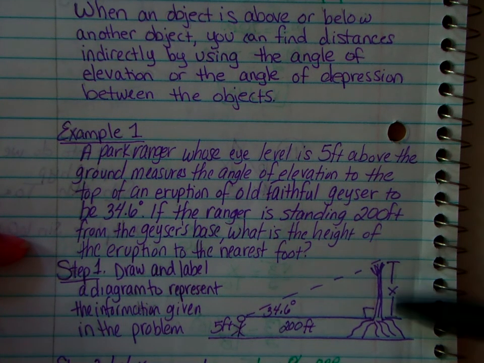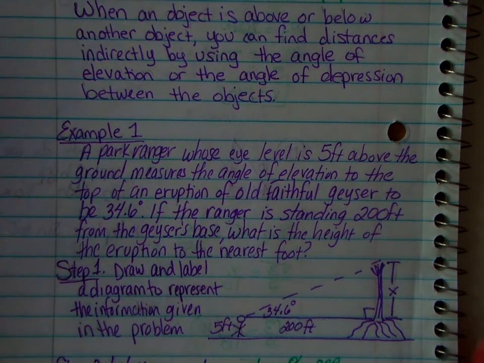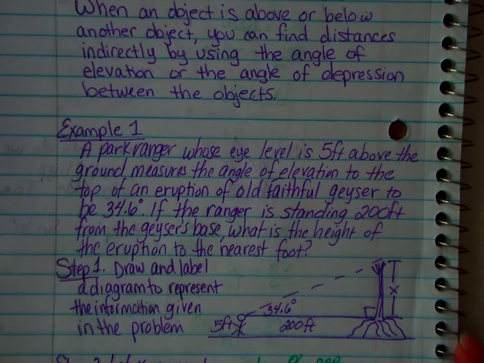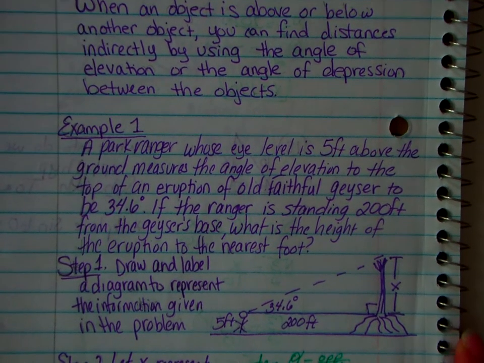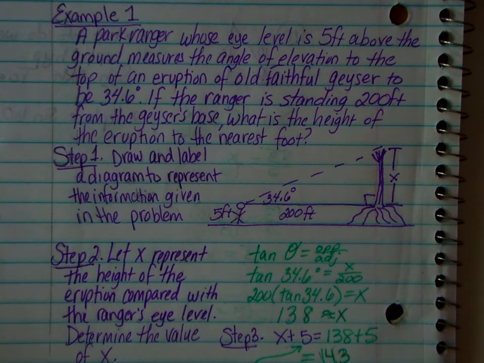So you want to know what your x is, okay? So we have a triangle here, guys. This is 200. This is an angle of 34.6, and we are looking for this side. Okay, so first, whenever you do these problems, I want you just to start drawing it out. Doesn't matter what kind of artist you are. Okay, step 2. Okay, so x represents the height of the eruption compared with the ranger's eye level. We are determining what x is.